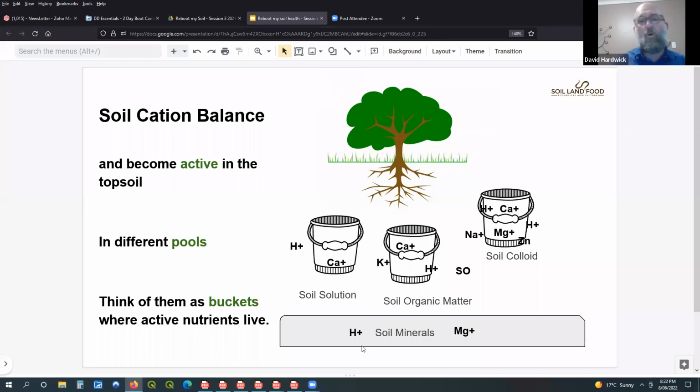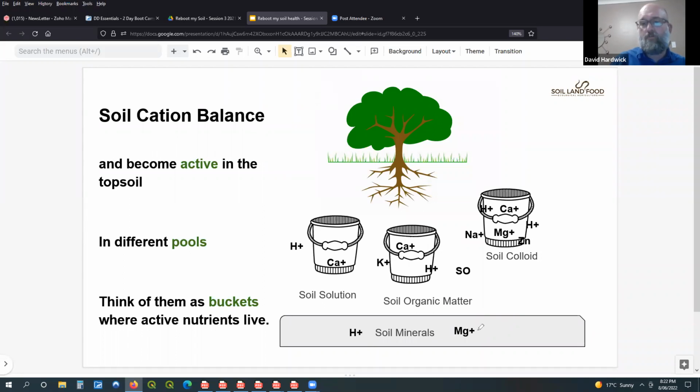At that point, the key elements become active in my topsoil. They've come out of the minerals and they're now pretty lively. They're no longer in a sleepy state. Think of them as coming out into different rooms in the pub, or buckets in the soil. That's the analogy that I'm using here. I'll just visually do it with this pretty bush diagram, but hopefully it's not too bad.